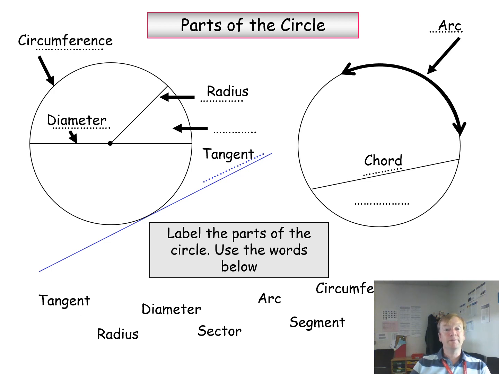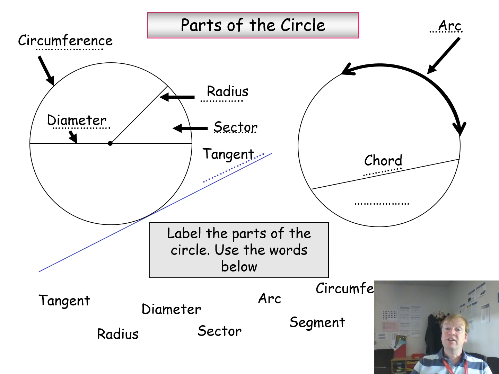Next we have the chord. The chord is any line drawn inside a circle that's not a diameter. So in other words, the chord can join any part of the circle to any other as long as it doesn't go through the middle. If it did, it'd be called a diameter.